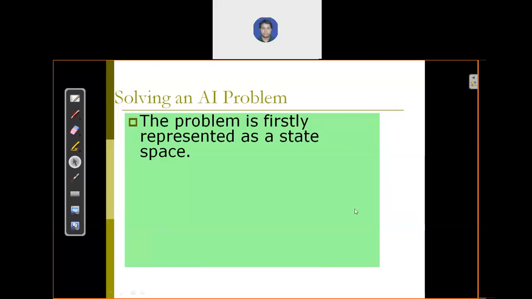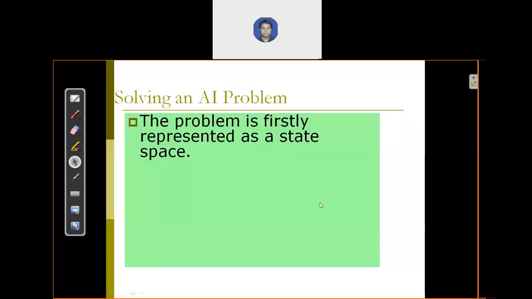We were talking about problem solving, how we can solve problems using AI. We discussed problems like the chess game, the eight puzzle problem, and the water jug problem, and how we can solve this kind of problem using AI. Before we solve any problem, first we have to represent it. The problem is first represented as a state space.